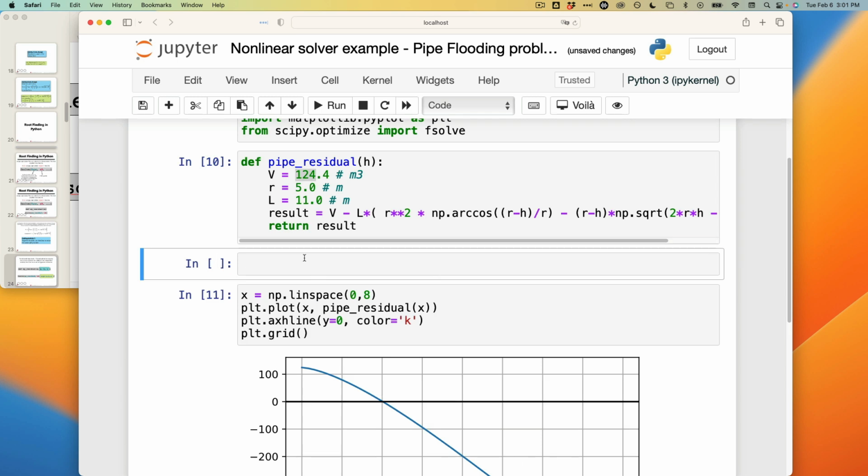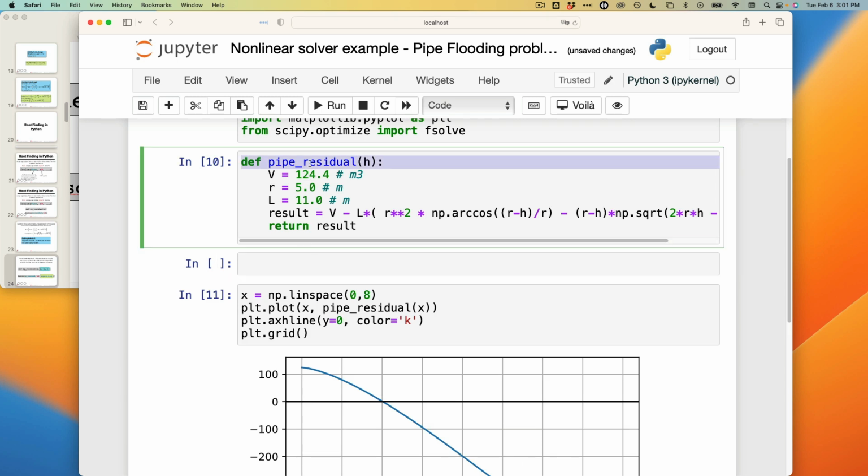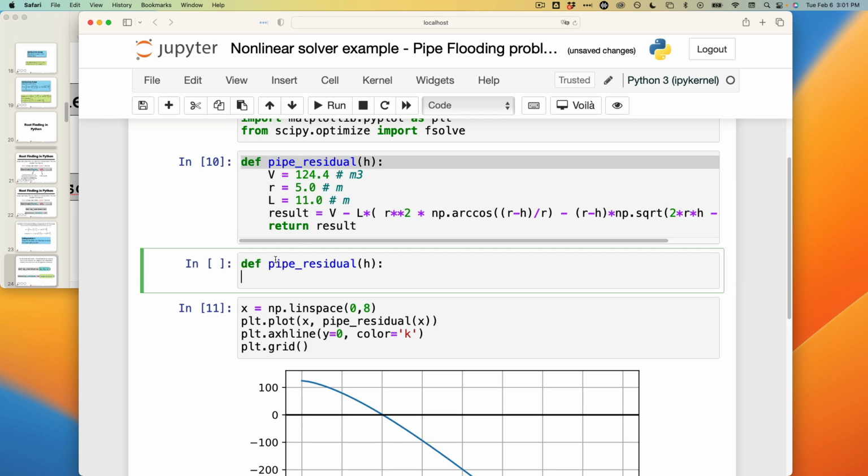Well, you might say, if you're a good programmer, instead of defining the residual like this, why not give it the arguments v, l, and r, so that we have a more general description of the residual function?